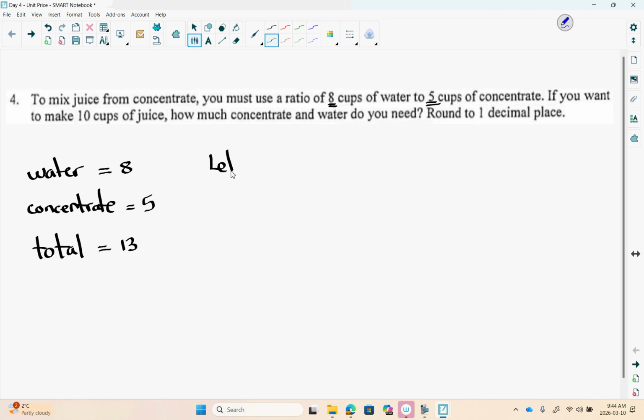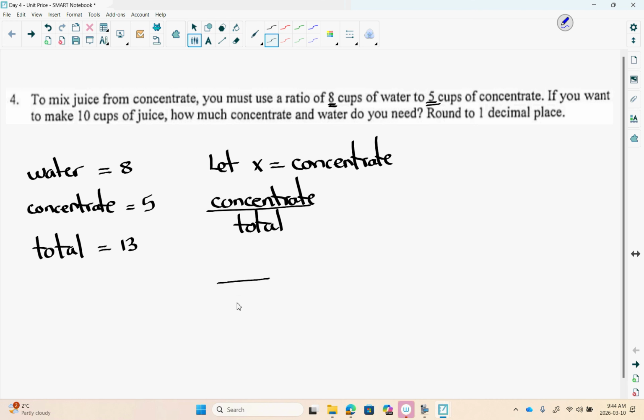So let's start with our let statement. Let's say let X equal concentrate. And I'm going to do the following for my ratio. It's concentrate over total. So let's use this information off to the side here. If I'm putting the amount of concentrate over the total, what should I write to begin my proportion? 5 over 13, perfect.